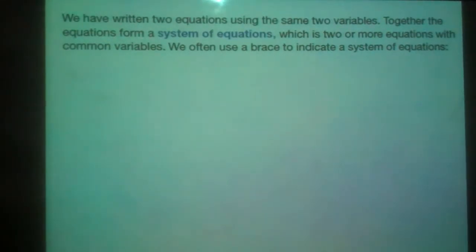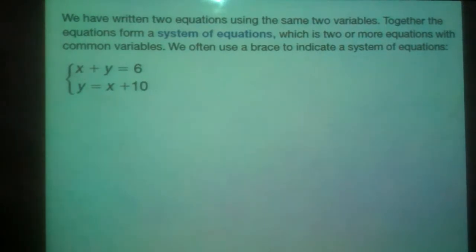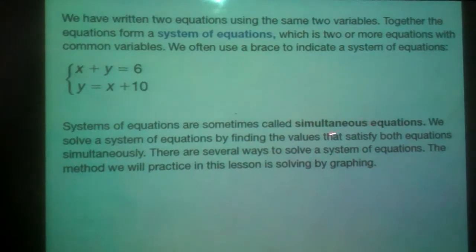So we have written two equations using the same two variables. Together, the equations form a system of equations, which is two or more equations with common variables. We often use a brace to indicate a system of equations, and that looks like that. They're sometimes called simultaneous equations. We solve the system of equations by finding the values that satisfy both equations simultaneously.